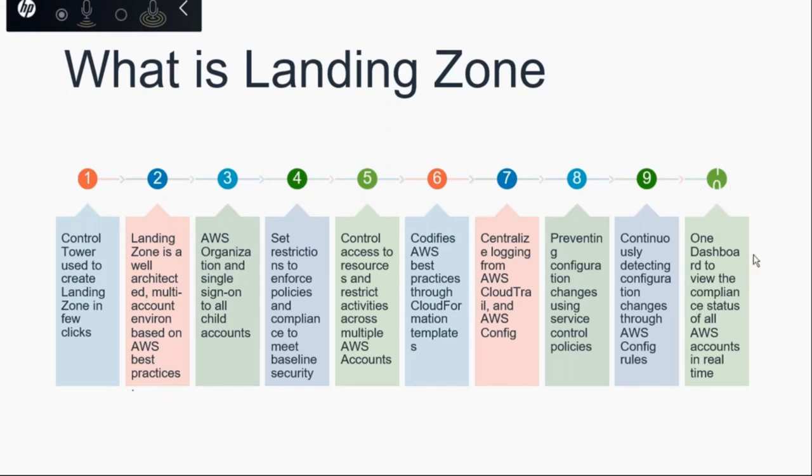And the best part is everything you can see in a single dashboard. Earlier, if you had 10 accounts, I needed to log into each and every account and check. But here, even if you have 100 accounts, you need not bother about it; a single dashboard will give you everything. Top-level management will always be looking for one dashboard. So here you can see one dashboard for the compliance of all your AWS accounts, and that too in real time. That's a great feature of a landing zone created by Control Tower.